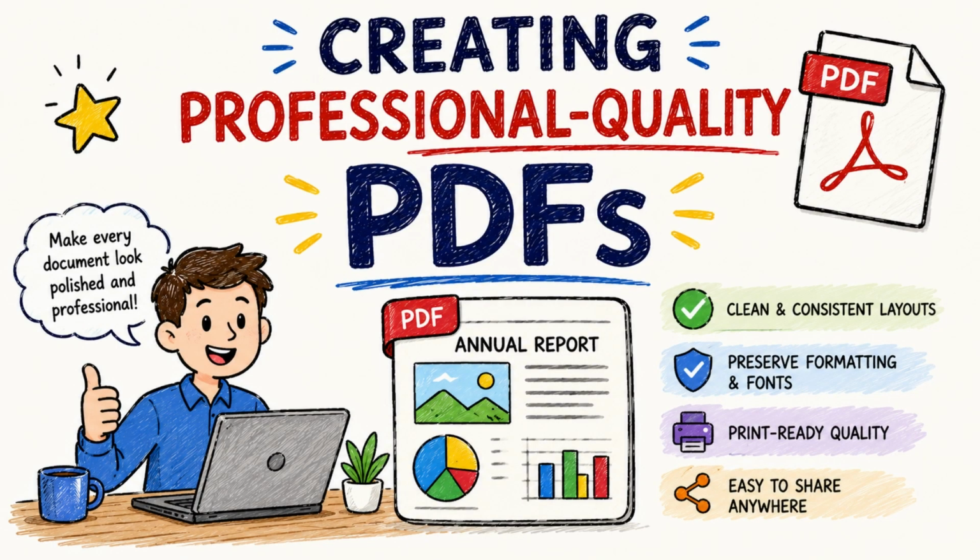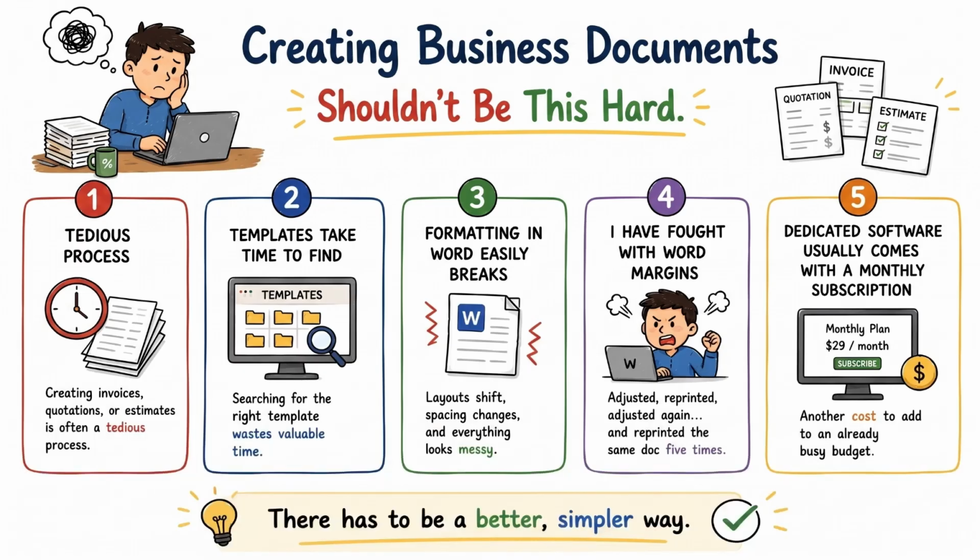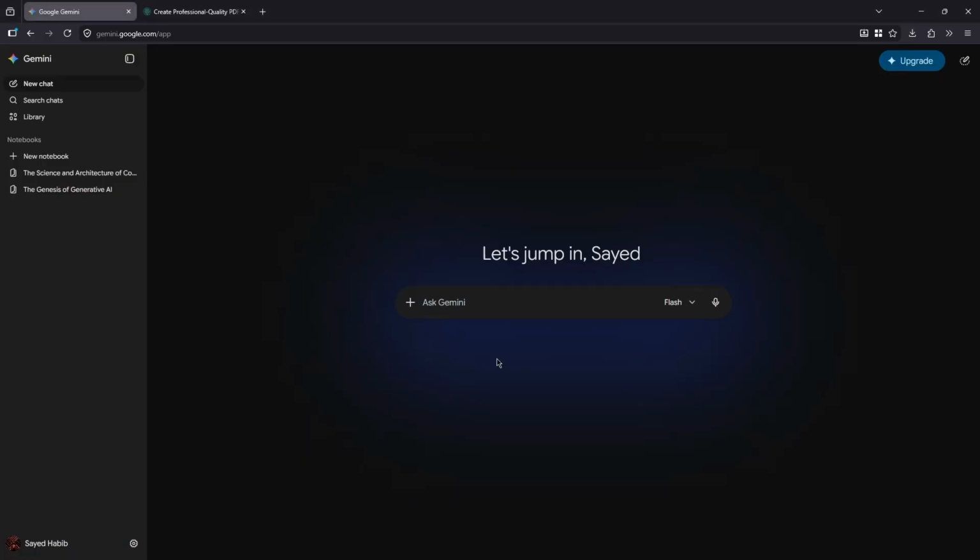Use case 3, creating professional quality PDFs instantly. Creating business documents like invoices, quotations, or estimates is often a tedious process. Templates take time to find. Formatting in Word easily breaks. Dedicated software usually comes with a monthly subscription. Instead of bothering with them, we can build a dedicated document generator inside Canvas.